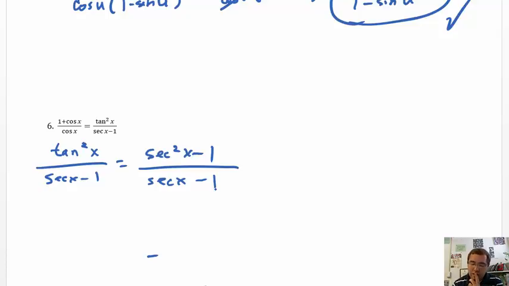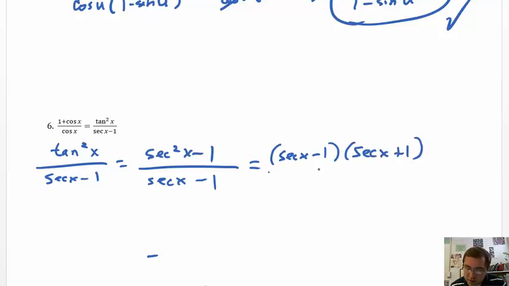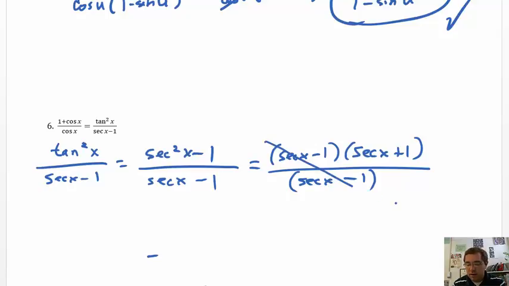But secant squared of x minus 1 can be factored, because that is just a difference of squares. It is secant of x minus 1 times secant of x plus 1. And if you don't believe me, take what I just wrote, FOIL it out, and show that you get back secant squared of x minus 1. So now I have a secant of x minus 1 on the top and on the bottom, and those are gone. And I end up with secant of x plus 1. That's pretty cool, except that it's not what I want yet.